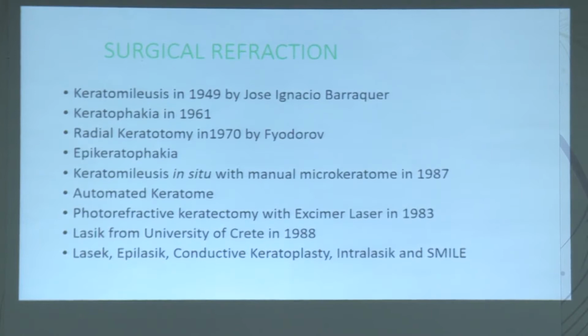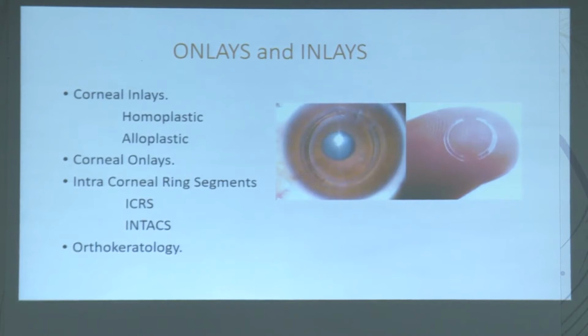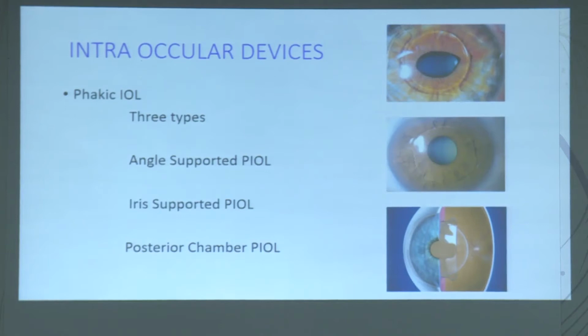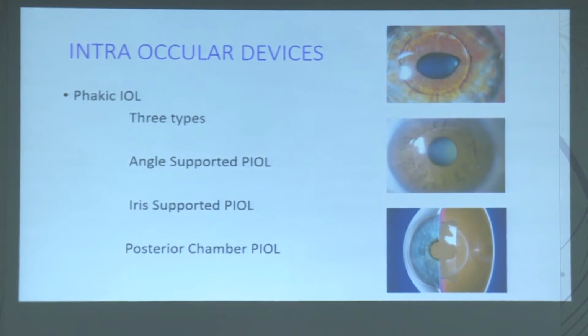Then surgical methods were developed on the surface of the cornea: onlays and inlays. Onlays were placed below the epithelium, inlays were placed in the stroma. Then, not satisfied with that, they went on to intraocular devices. Phakic IOLs, three types are there: angle-supported, iris-supported, and posterior chamber phakic IOLs.